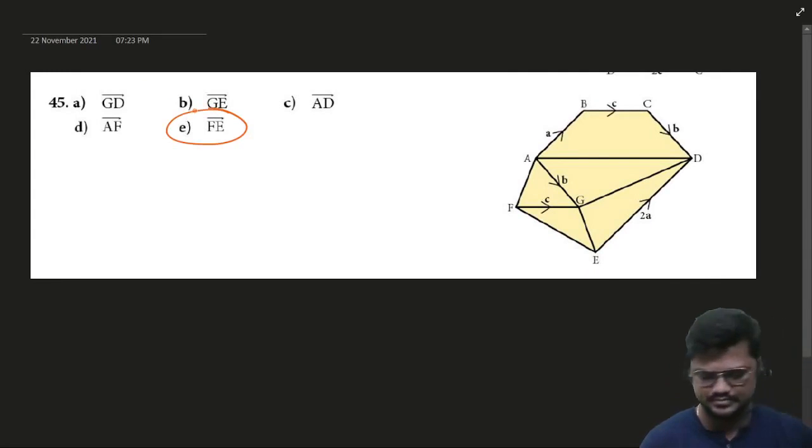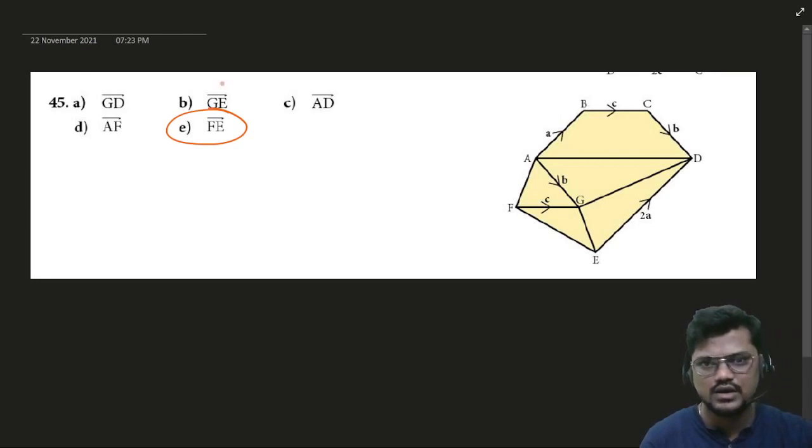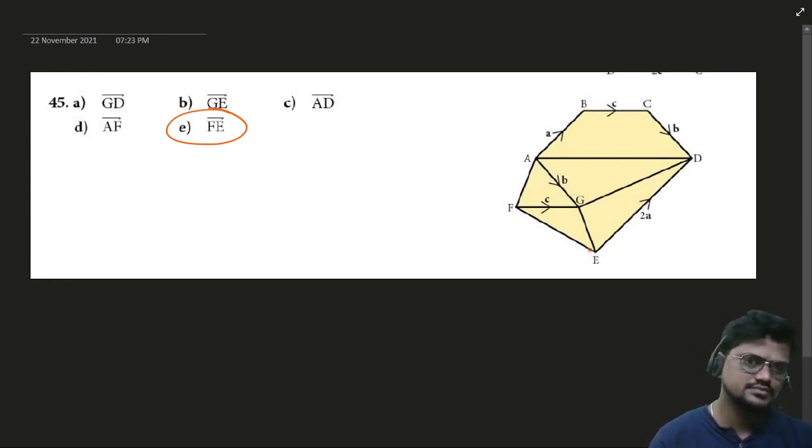Solve it. So how will we find AD? Like we need to find GE first, right? We need to find GE first, right? We have to find GE. Wait, we need to find FE, right? So yes, you have to find GE also. So for that we need GD also, right?